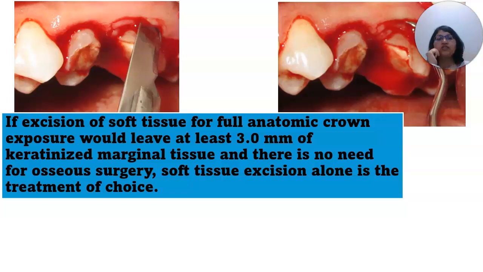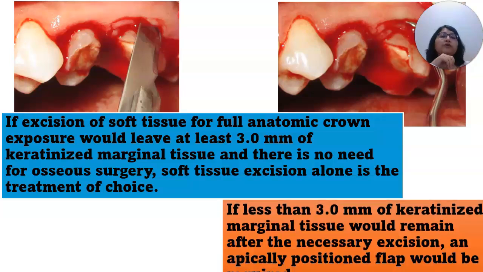Now, if the excision of your soft tissue would at least leave 3 millimeters of keratinized tissue, then like we discussed, there's no need for osseous surgery. In my case, I don't have the extra for this picture, but there was a good amount of distance between my restorative margin and the bone, the planned distance. That's why I just proceeded to cutting the soft tissue and there was no need of an osseous surgery.